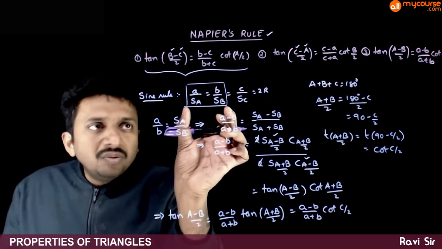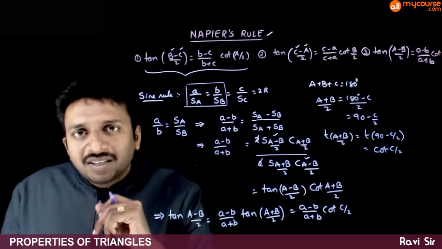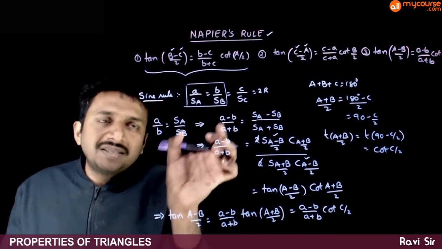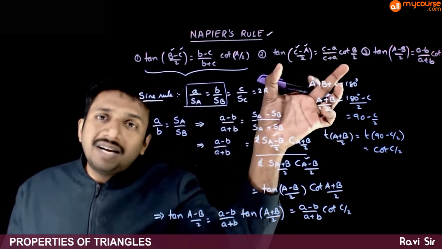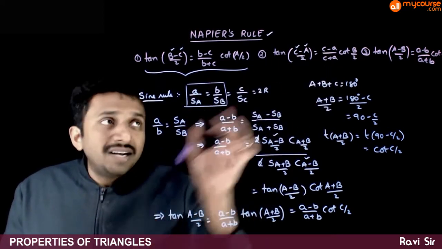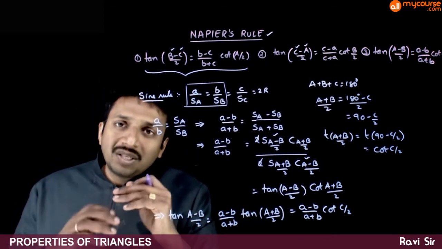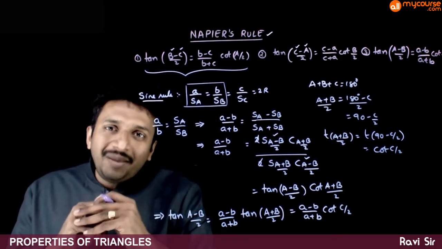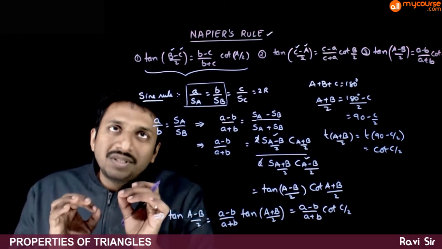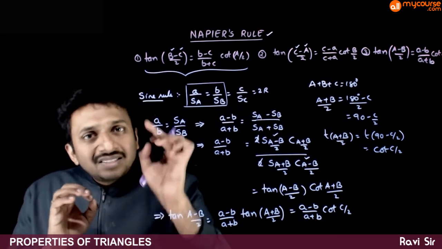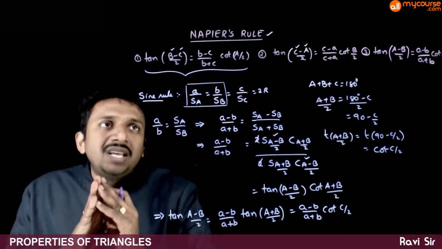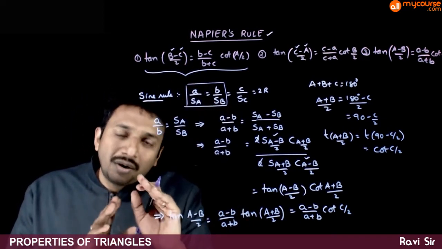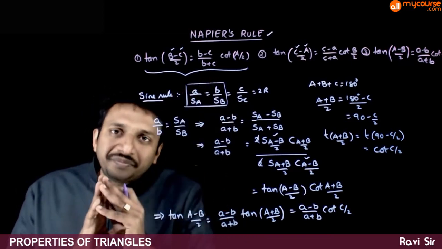So if you take these two, you get the relation between A − B. If you take these two, you get the relation corresponding to B − C. If you take the first and last, you get the relation corresponding to the second equation. So in this way, you can derive the rule called Napier's rule. So what does this rule say? Tan of some angle minus some angle by 2 is equal to the difference of the corresponding sides by the sum of the corresponding sides into cot of the remaining angle by 2.